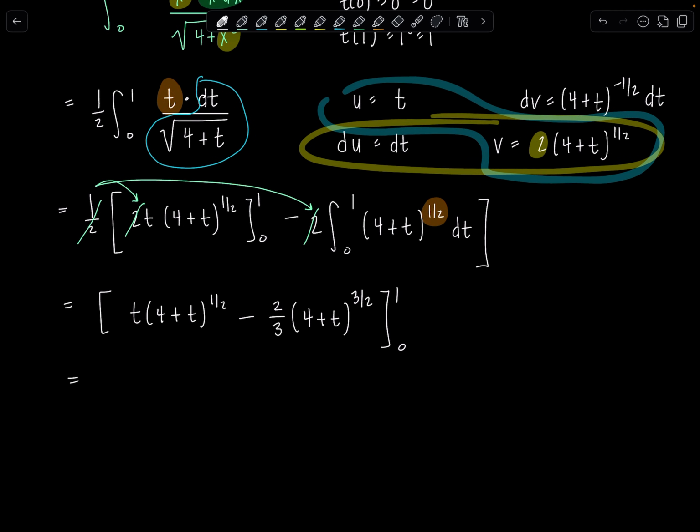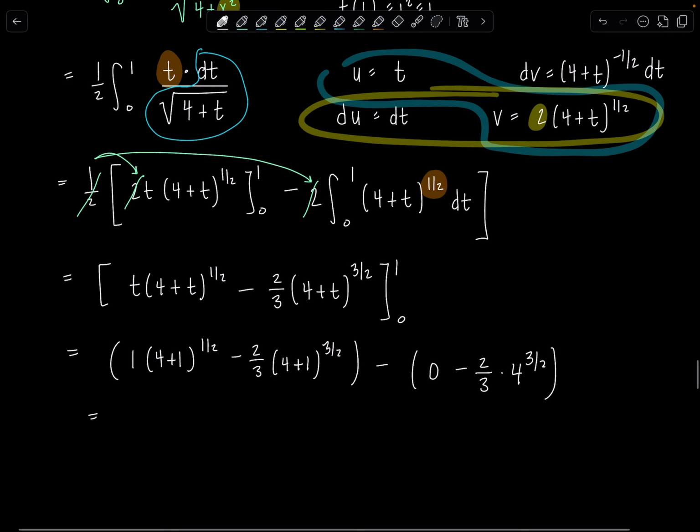Okay, now let's plug in our limits of integration. So upper limit, this is 1 times 4 plus 1 to the 1/2 minus 2/3 times 4 plus 1 to the 3/2. That's the upper limit. Minus lower limit's just going to be 0 minus 2/3 times 4 to the 3/2. Ooh, okay. So this is square root of 5 minus 2/3 times 5 to the 3/2 minus 0 plus 2/3 times 4 to the 3/2.